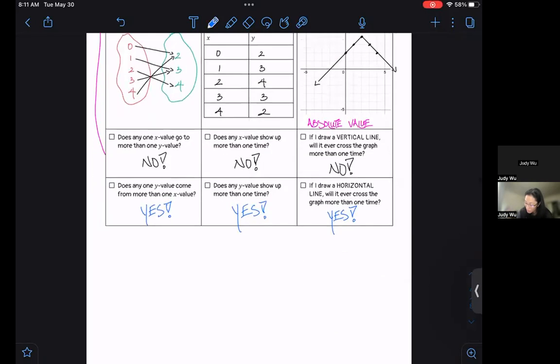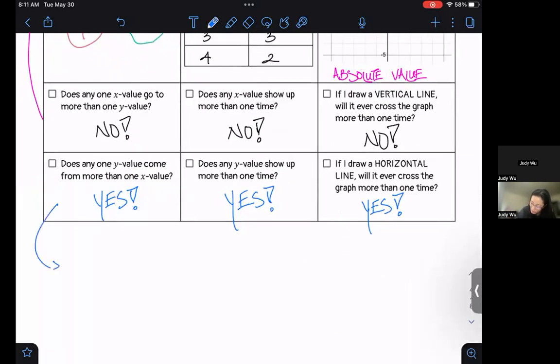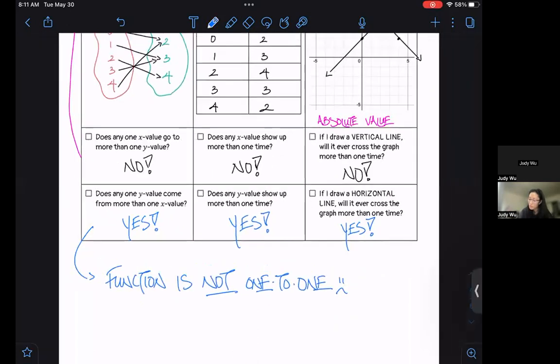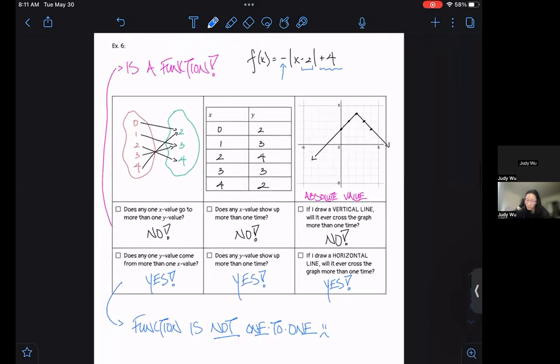So it is a function, but because we answered yes to this, the function is not one-to-one. Right? It is not one-to-one. So let's get all of this on one screen so we can take an overall look at it, but similar ideas, example 7, multiple representations, really trying to see how do we know from each representation what's happening.